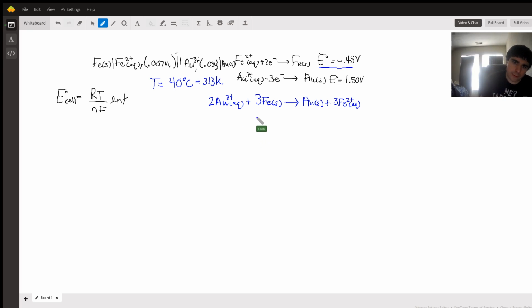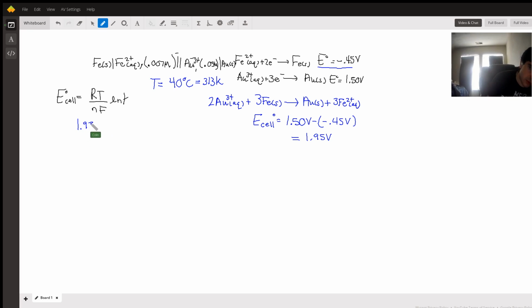So what we have to do now is decide, okay, what's my standard E cell? It can be written out as cathode minus anode, or oxidation plus reduction. It's the same story. This is being oxidized, this is being reduced. So that's 1.5 volts minus negative 0.45 volts. So we get an E cell of 1.95 volts. So this is favorable, this is spontaneous, because it's a positive E cell. Okay, so that's what we're given.